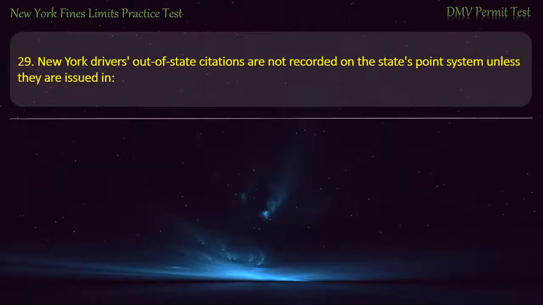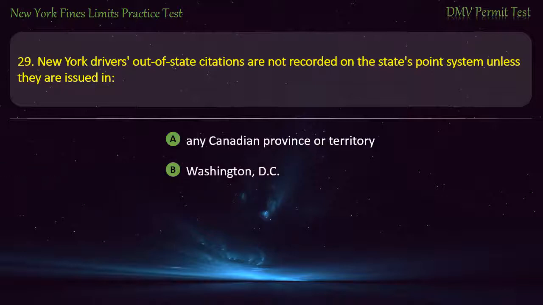Question 29. New York drivers' out-of-state citations are not recorded on the state's point system unless they are issued in any Canadian province or territory. Washington, D.C. New Jersey. Quebec or Ontario, Canada. Answer: Quebec or Ontario, Canada.